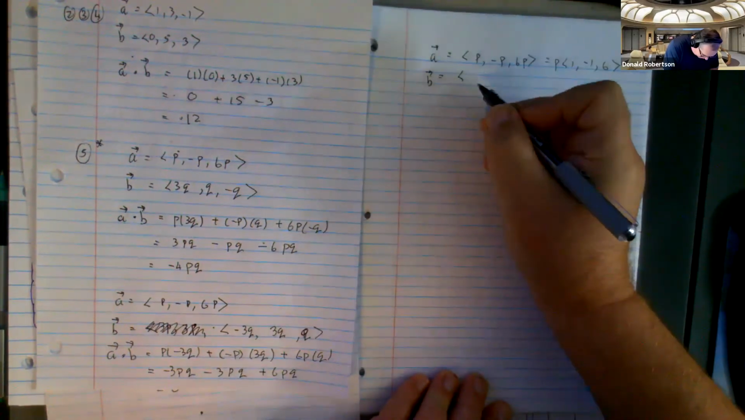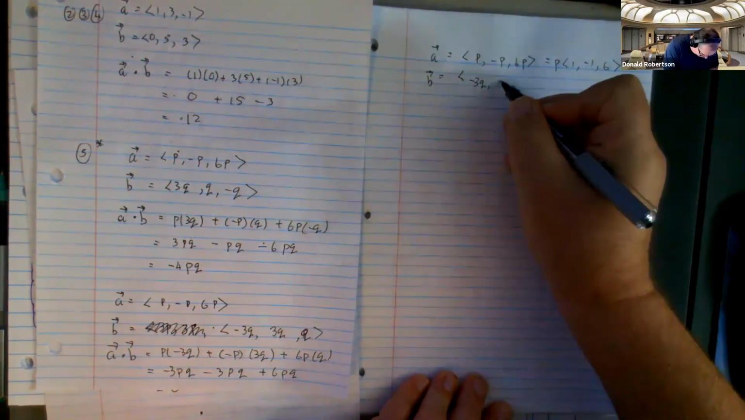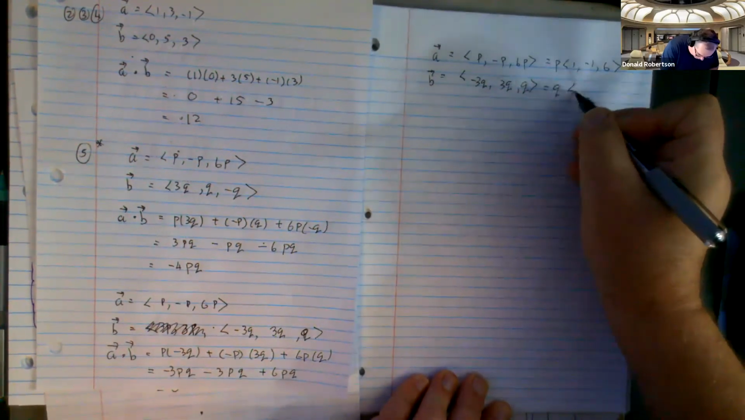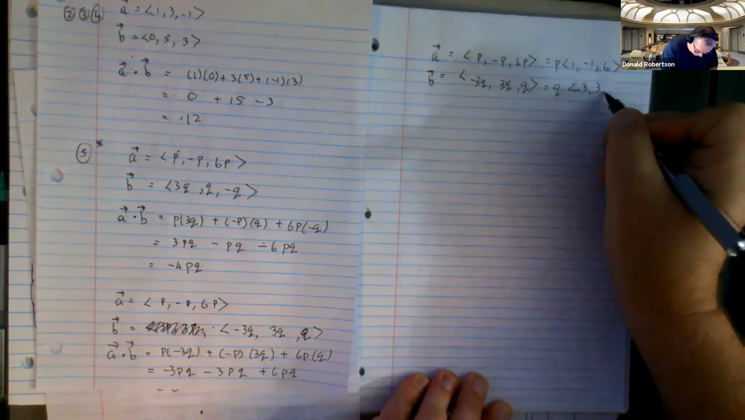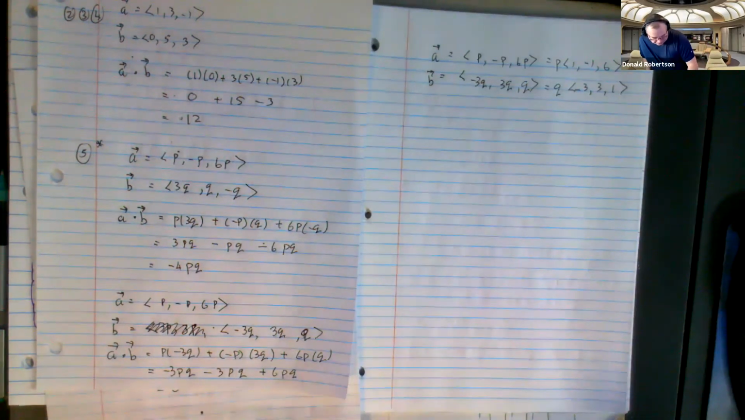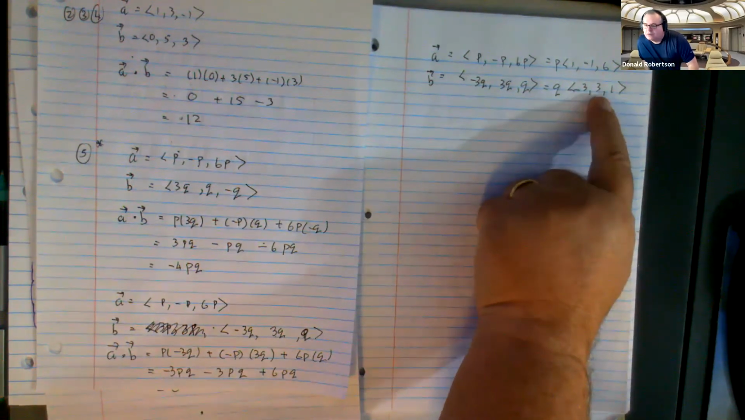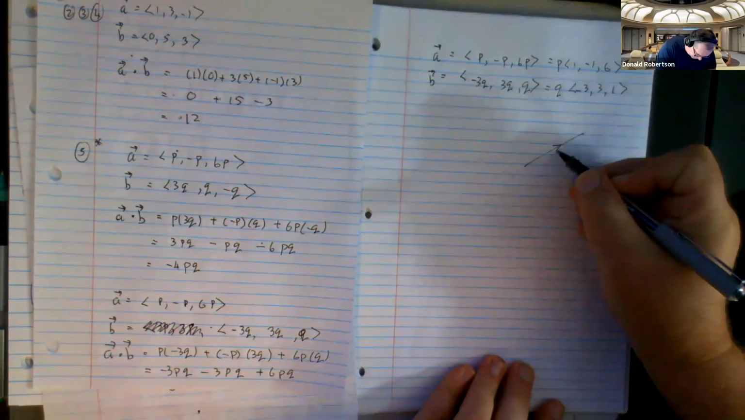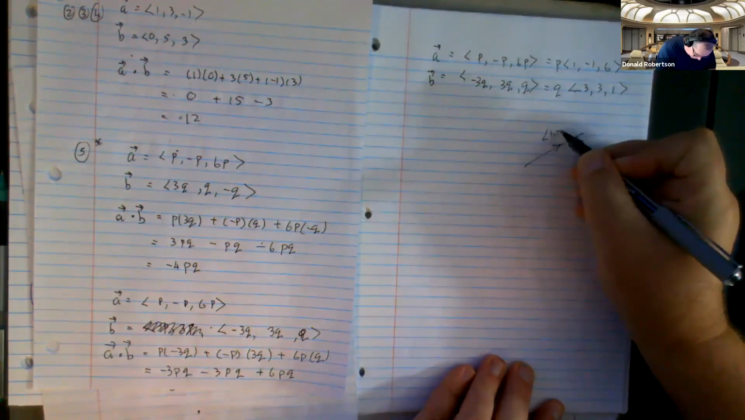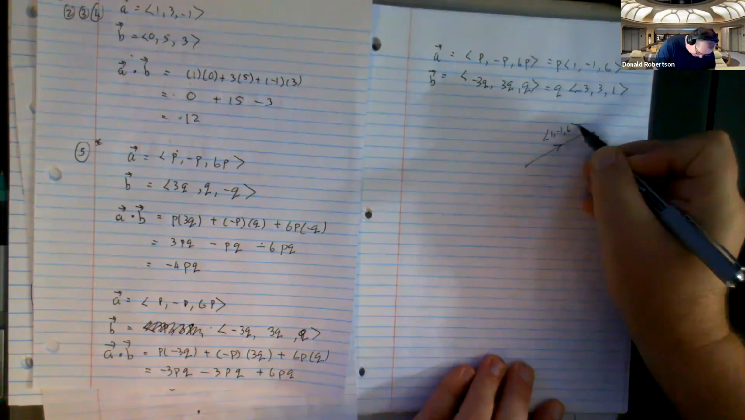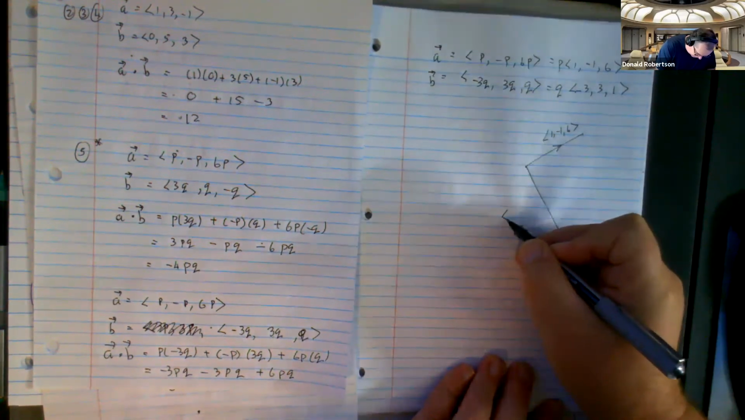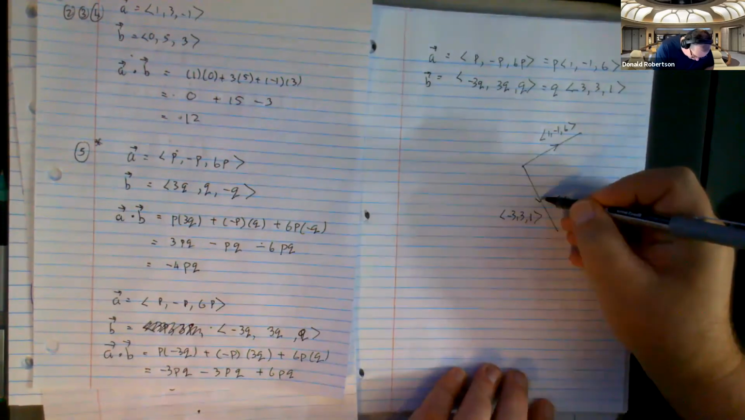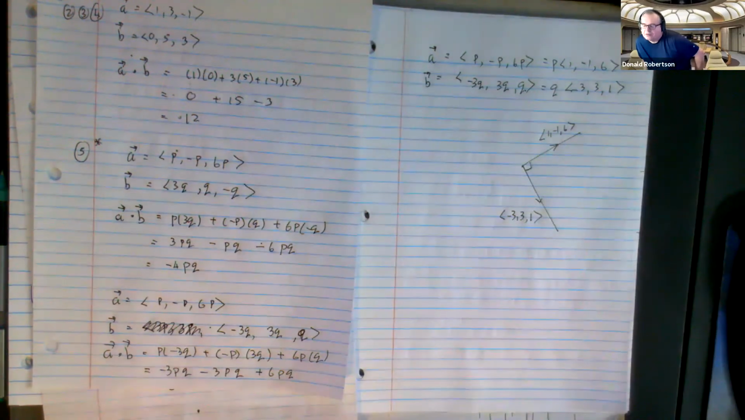And now if you do the same thing with B, which was negative 3q, 3q, and q, and you pull out q just like a common factor, you get that. Now, isn't this a multiple of the vector negative 3, 3, 1? So if you can imagine this as being the vector 1, negative 1, 6, and this one here being the vector negative 3, 3, 1, those two are orthogonal. You can check it, but they are.